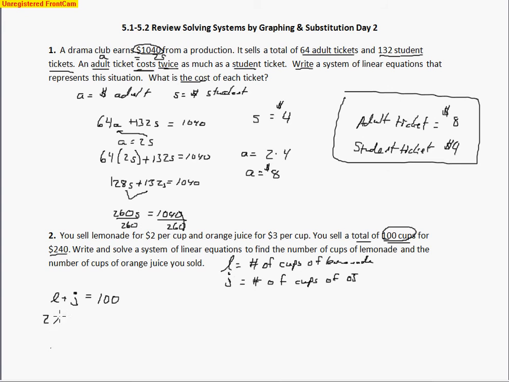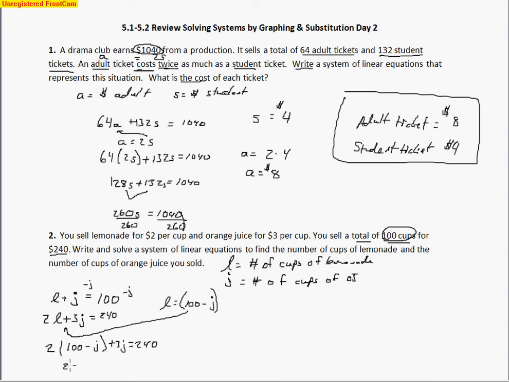We sold lemonade for $2 a cup, so $2 times the number of cups of lemonade, and $3 a cup for orange juice, $3 times the number of cups of orange juice. And we made $240. So we can go ahead and solve by just moving one of the variables to the other side. I'll subtract the j from both sides, and I'm left with L equals 100 minus j, or negative j plus 100. And I'm going to substitute that in for L into this other equation. So my new equation is 2 times (100 minus j) plus 3j equals 240.